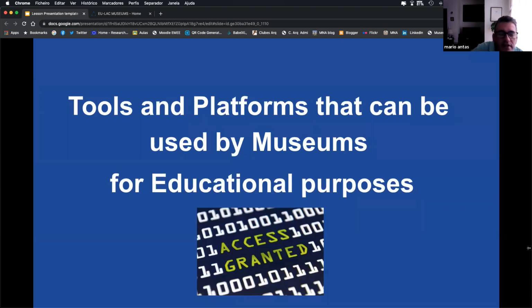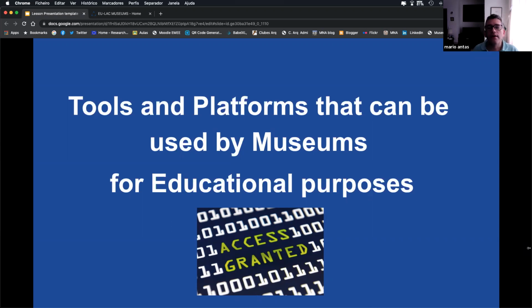But for this lesson, I also want to talk about tools and platforms that can be used by museums for educational purposes. Of course, there are plenty of tools and platforms that museum professionals and museum mediators can use for educational purposes. And the main question is how to choose. And of course, that is a very important task when you talk about open license and open data. About open licenses and especially about Creative Commons licenses, I just want to stress that in the H.E.L.P project, we will have a specific lesson, lesson number 10, that will talk more deeply about the question of open licenses and especially Creative Commons licenses.